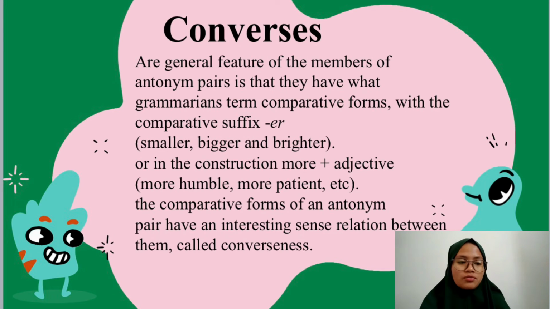Now we talk about converses. A general feature of the members of antonym pairs is that they have what grammarians term comparative forms, with the comparative suffix -er, like smaller, bigger, brighter, higher, and better, and etc. Or in the construction more plus adjective, like more humble, more patient, and etc. The comparative forms of an antonym pair have an interesting sense relation between them, called converseness.